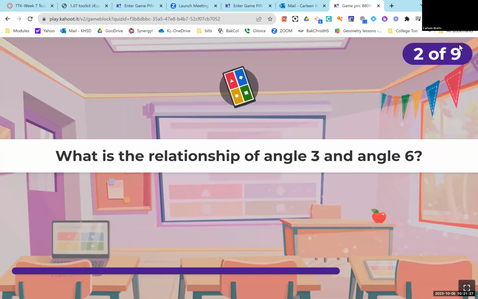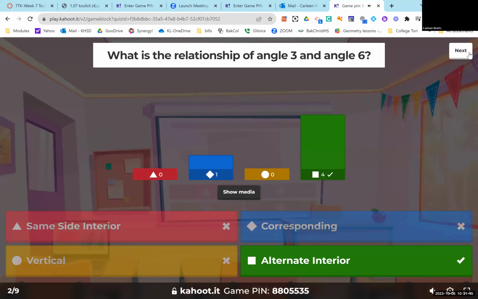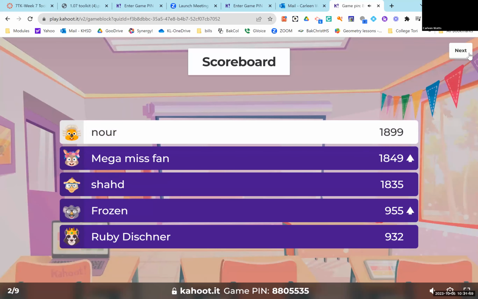Okay, 3 and 6. Ready, Zoomers? 3 and 6. Select the correct answer. 5? There's 5 of you? Wait, I thought there was 4. Anyway. Okay, correct answer. Alternate interior. Okay, alternate interior. 3 and 6 were alternate interior. Next question.